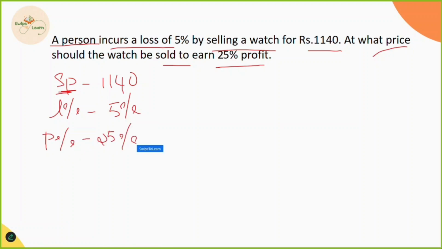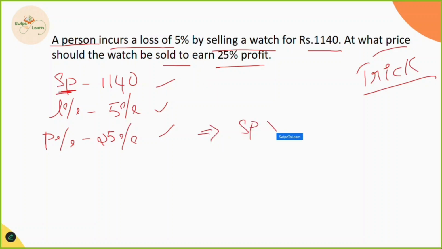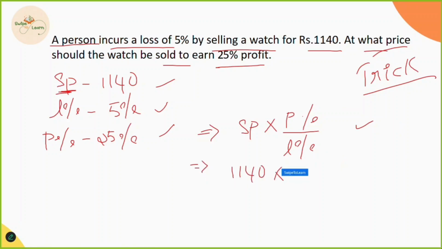This kind of problem will use a trick again. When a profit percent is given, a loss percent is given, and a selling price is given, the trick we use is SP into profit percent divided by loss percent. Using this trick, we can find out at which price we have to sell. Selling price is 1,140. We should not add this profit percent, 25, directly. We have to consider a base of 100, thinking that we have to sell for 100 rupees as the base.